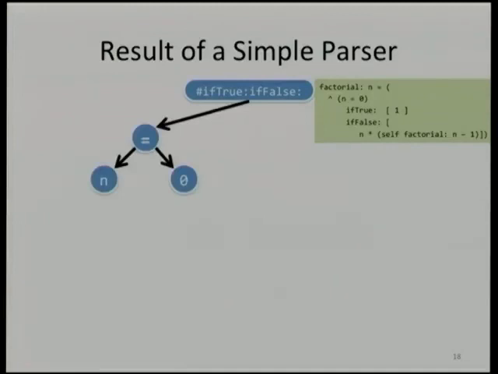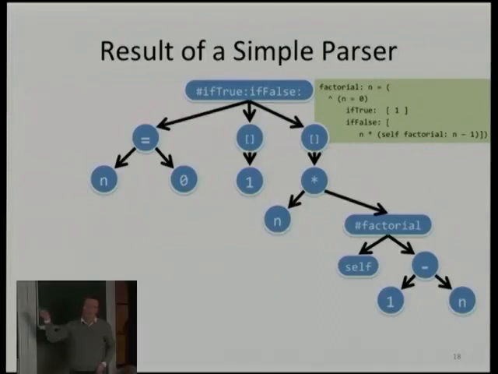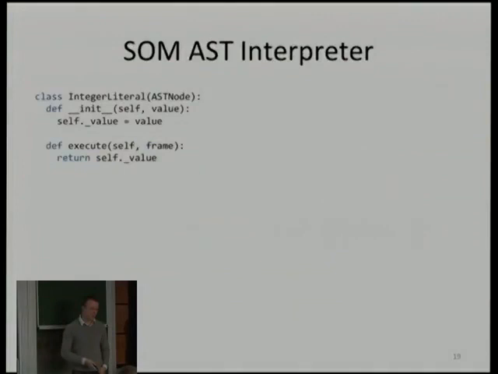So if you parse that function, then we have that ifTrue, ifFalse as the main message sent basically, and the receiver on the left, and then the arguments, the first block and the second block, in a tree structure. And actually implementing an interpreter for that is pretty straightforward as well, maybe even simpler.